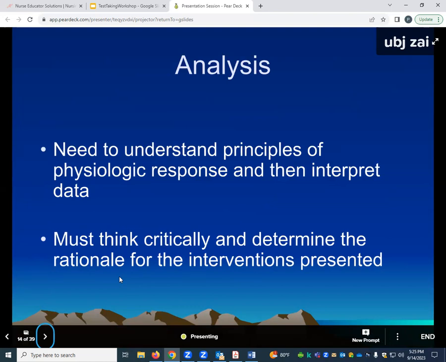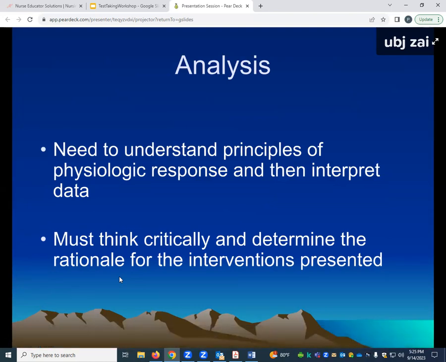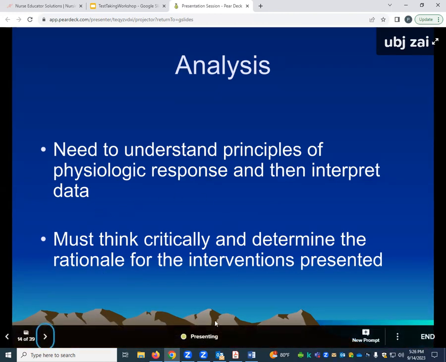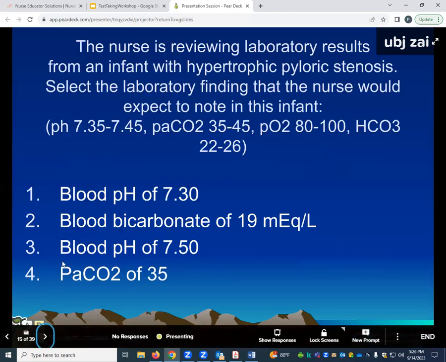Okay, analysis, that step of the nursing process where you need to understand the principles of the physiologic response and then interpret the data. That is where you are going to be basing your decisions on what you know the normal anatomy and physiology is, the normal lab values, what changes in lab values might be occurring when a patient has a particular disease process. And then once you're able to analyze all that information, then you can determine what you're going to do in terms of your interventions. So let's take a look at this one.